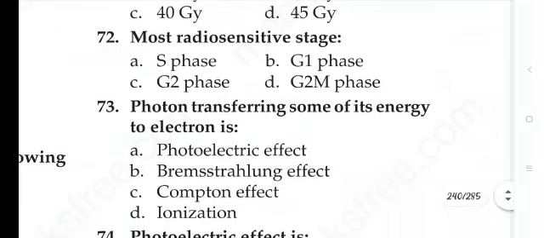Next question, most radiosensitive stage. Options are option A S phase, option B G1 phase, option C G2 phase, and option D G2M phase. The answer of this question is option D, that is G2M phase.